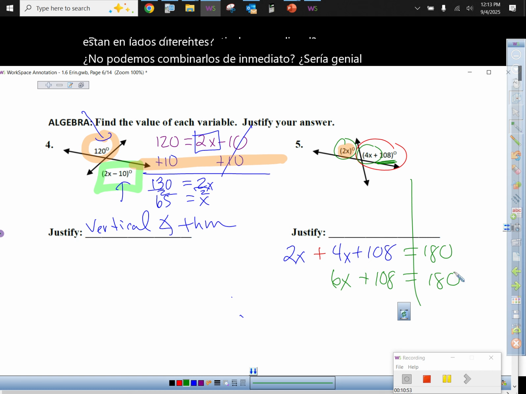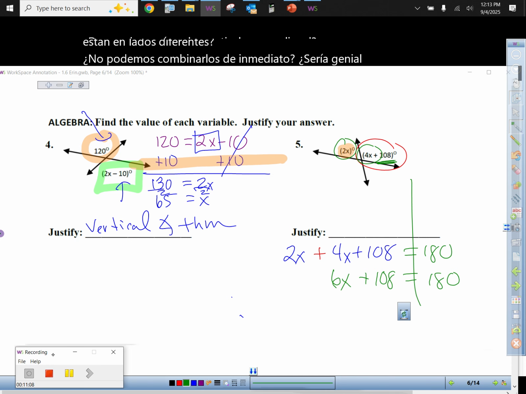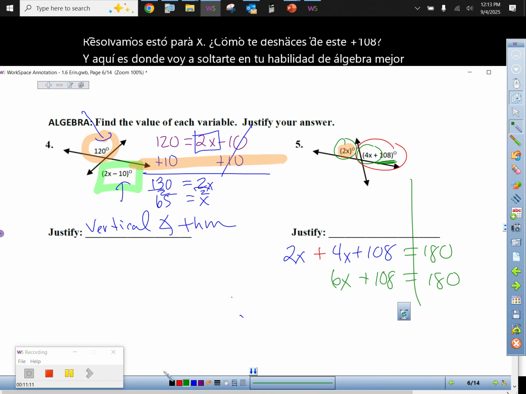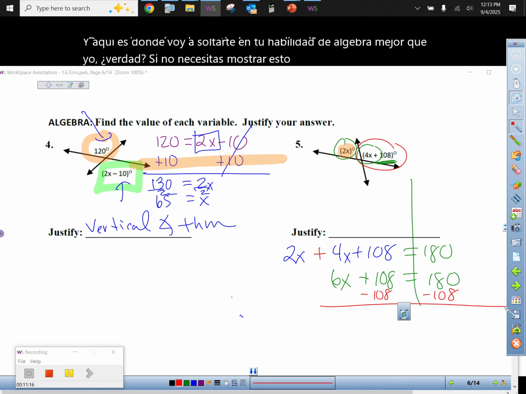How do you get rid of this plus 108? And here's where I want to turn you loose. You know your algebra ability better than I do, right? If you do not need to show this minus 108, minus 108, I'm not going to make you put that. Does that make sense? But you do have to subtract 108 from both sides. Rock on? So the 6x has to come down. The equal sign has to be there, and you could punch in, we all need a calculator, myself included, 180 take away 108. No shame in punching that in. I think it's 72. Is that right?